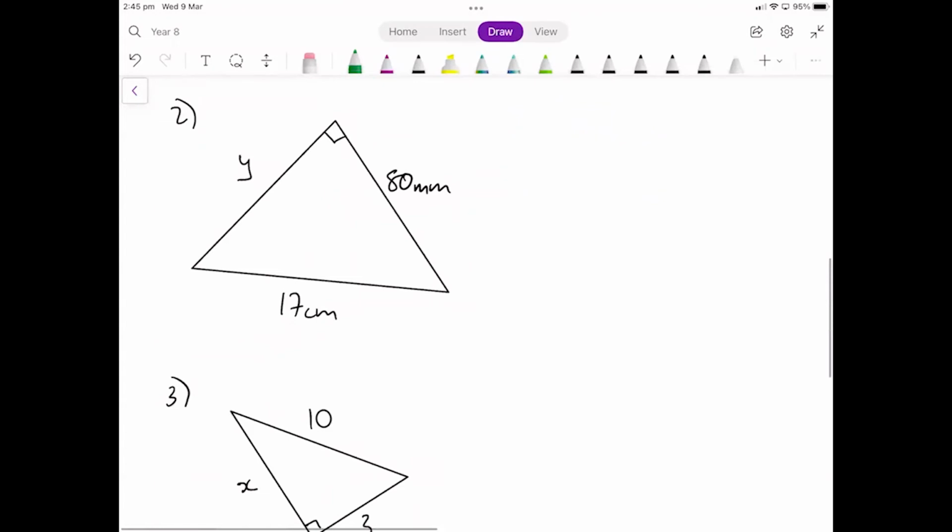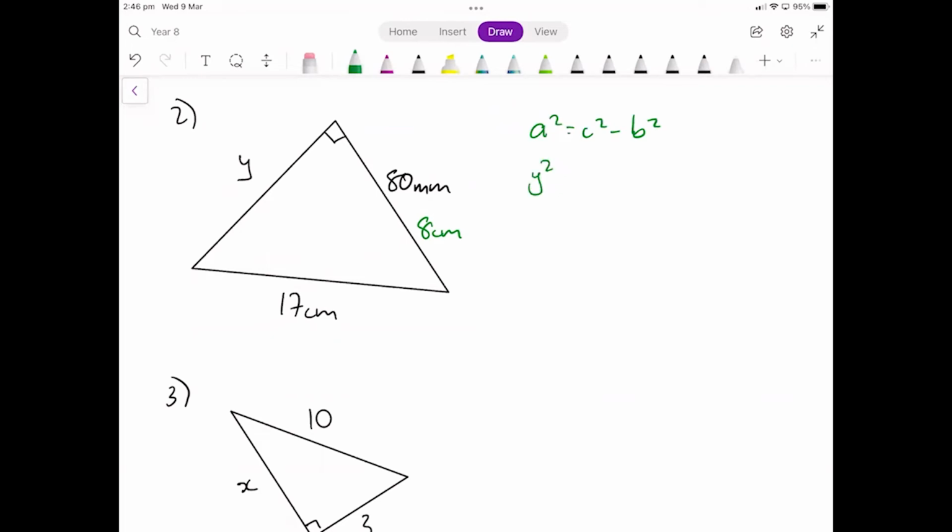Second question, very similar to the first, except straight off the bat, we notice that one side is in millimeters and another side is in centimeters. So we change our units so they're both the same. So 80 millimeters becomes 8 centimeters, and we follow the same process.